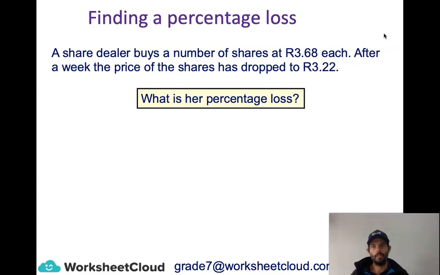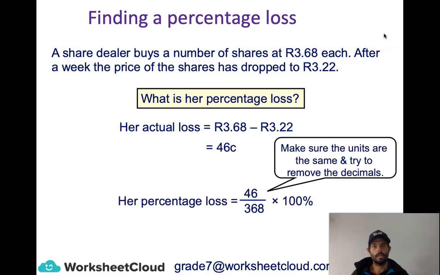All right, and then for percentage loss, if a share dealer buys a number of shares at 3 Rand 68, after a week the price of the shares has dropped to 3 Rand 22, then what is the percentage loss? So we need to first work out how much is the loss, and we do that via subtraction. That loss is 46 cents. Then we need to put that 46 over 3 Rand 68.